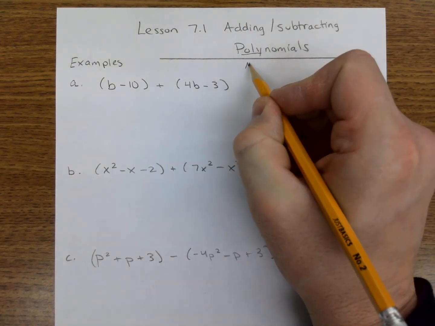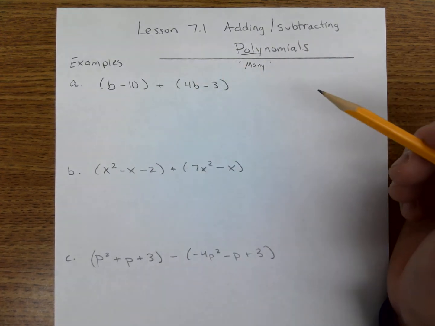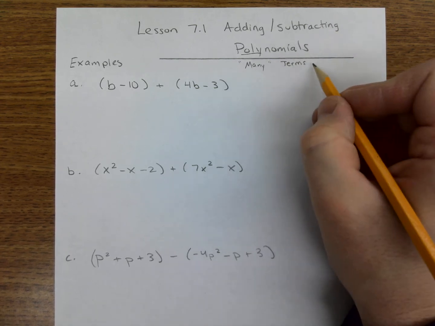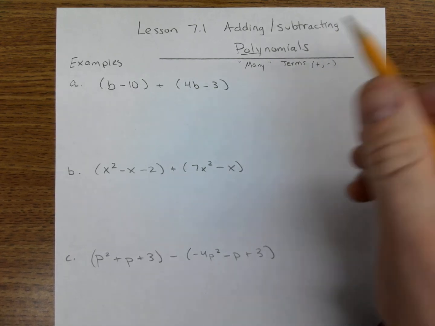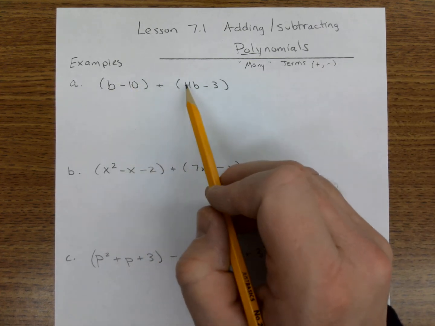The prefix poly means many, so our answers here have many terms in them. And all the terms are everything that's separated by pluses and minuses. So this problem has these two terms plus these two terms.